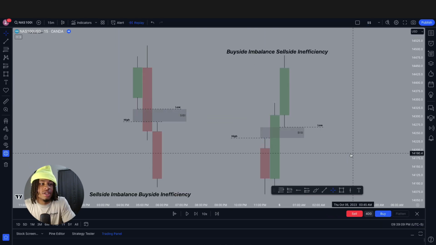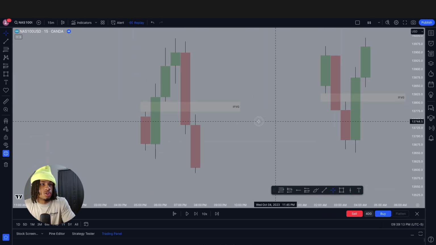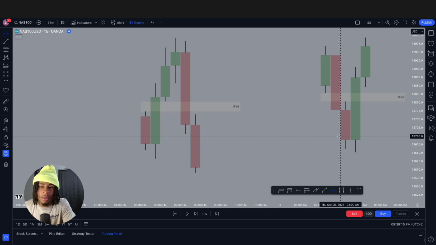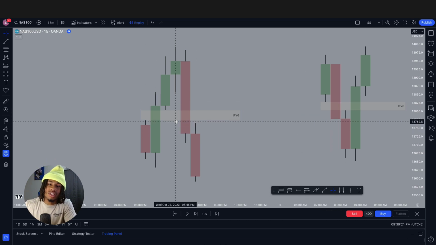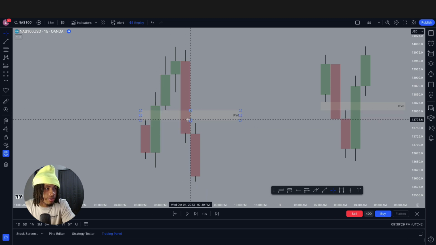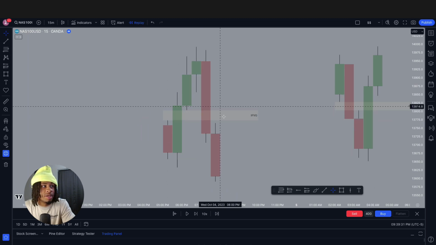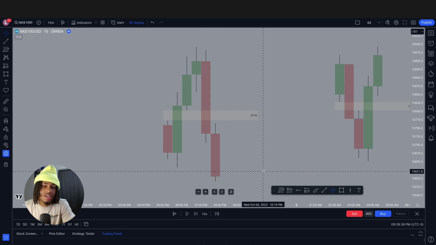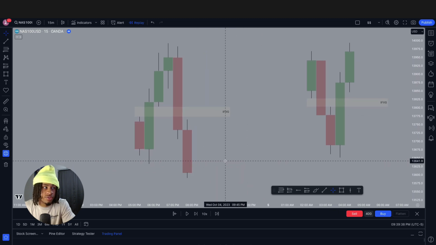Now I want to jump into inversion fair value gaps. So let's say you have a SIBI or a BISI. This is why I say you need to have a narrative. You're expecting price to buy up off of this BISI here. You're expecting price to just bounce off of this and continue in its direction. Instead, price runs right through it. Now we have something called an inversion fair value gap.